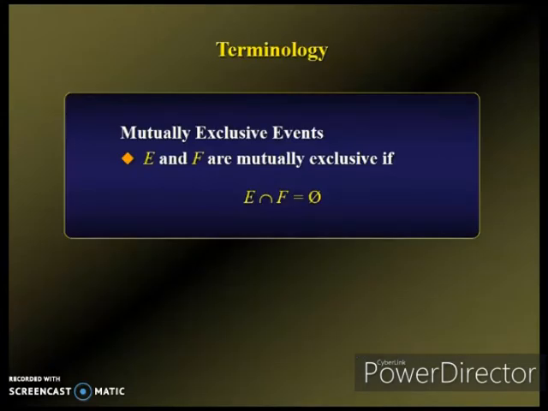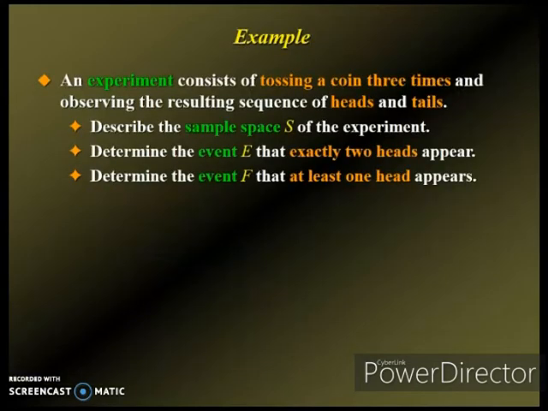Now comes mutually exclusive events. Events E and F are said to be mutually exclusive if E intersection F is equal to a null set. If there is nothing common between two events, those two events are called mutually exclusive events. Now let's consider another example.